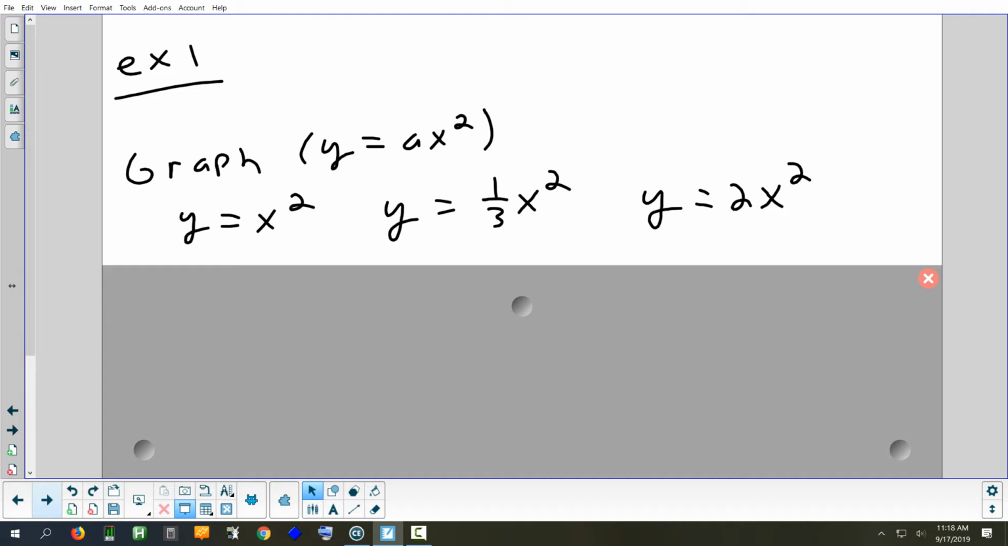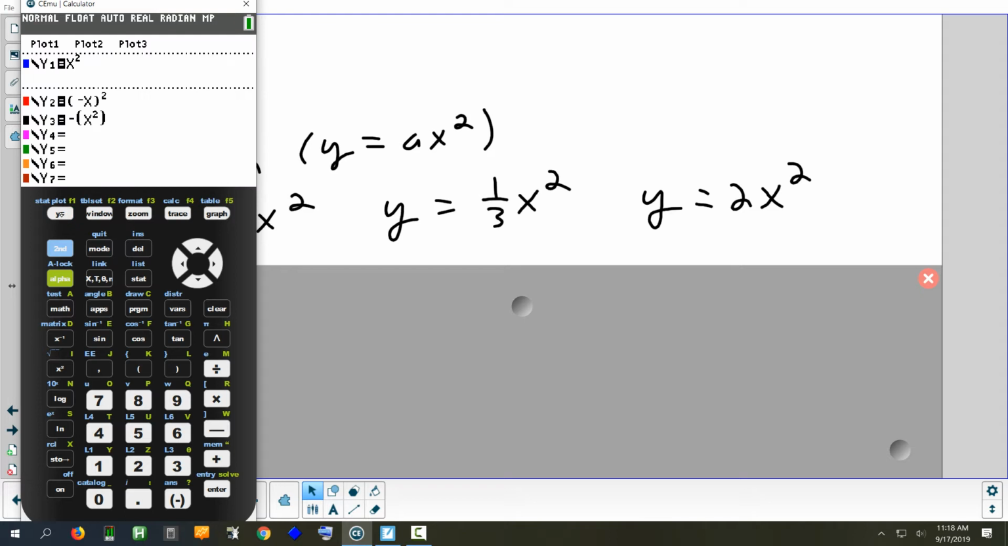All right, so first thing we're going to look at is what happens if you change the number in front of x squared. Let's see what it does. So I'm going to keep the original, but I'm going to get rid of these other ones. And we're going to put in 1/3 x squared, and we're going to put in 2x squared. Right, so let's graph it and see.